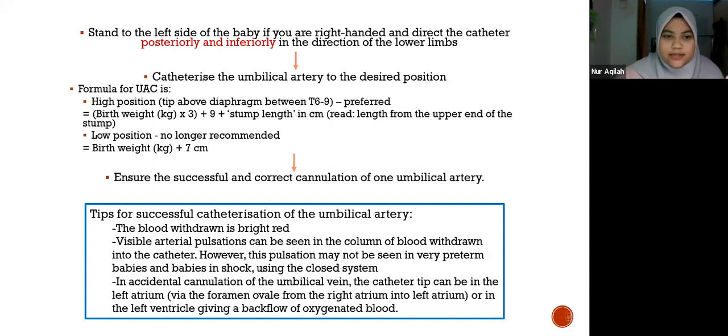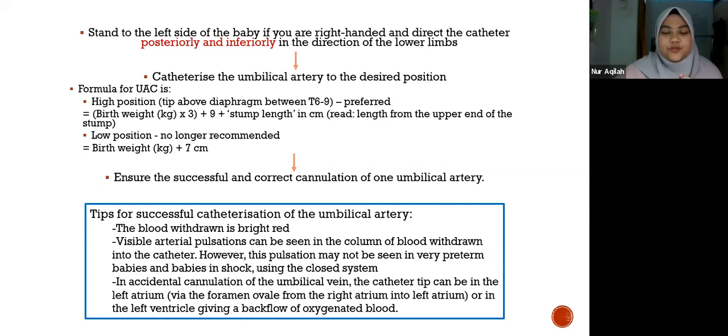So how do we calculate the length we should insert the UAC? First, we take the birth weight of the infant in kilograms, times 3, plus 9, plus the stump length. The stump length means the length of the stump that is left after we cut it earlier. If we cut it earlier at 1 cm, then we add 1 cm. If we cut it earlier at 2 cm, then we add 2 cm accordingly.